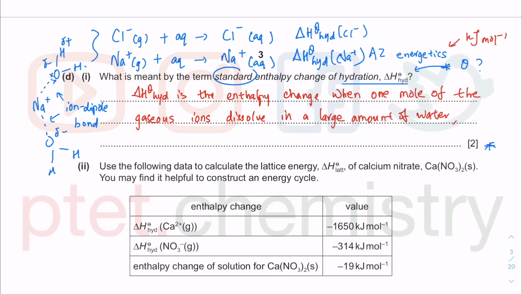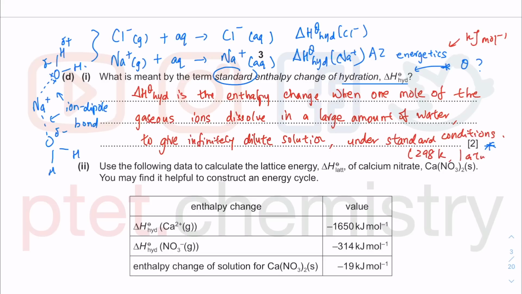And this is, you can say, to give infinitely dilute solution if you want to. I don't think that's too important there, but then we have to specify under standard conditions as part of the requirement in that definition. So standard conditions will be 298 Kelvin, 1 atm pressure.